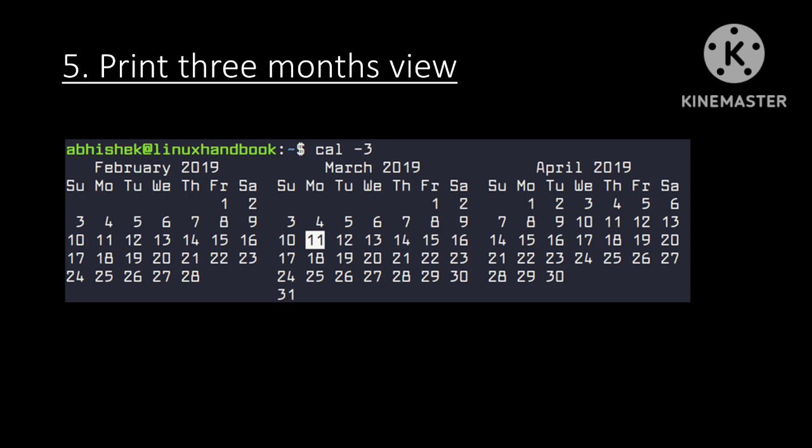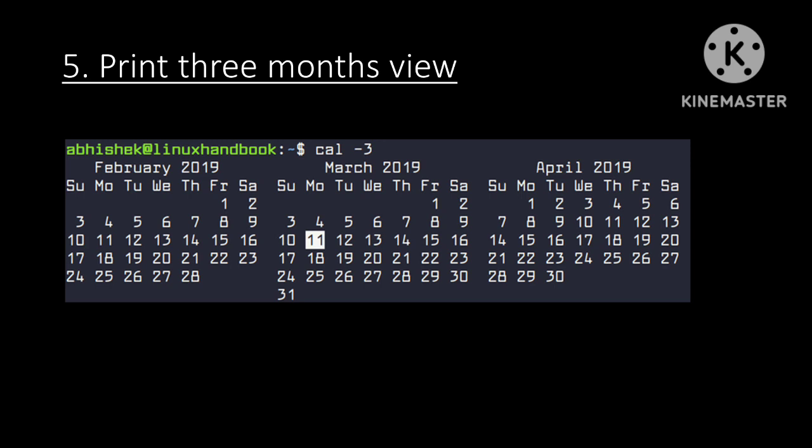For that, you have to provide cal -3. If you give cal -3, it will give the current month, previous month and the next month. So as I said, say our current month is March, then it will print February, March, April, both 3 months.